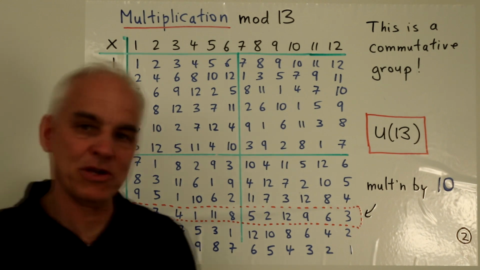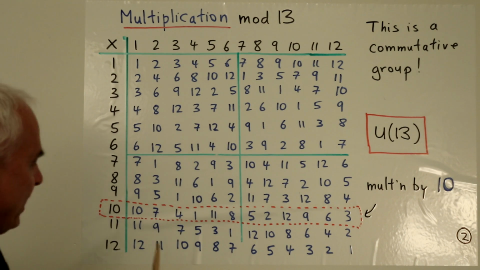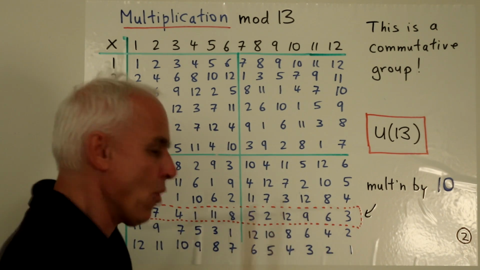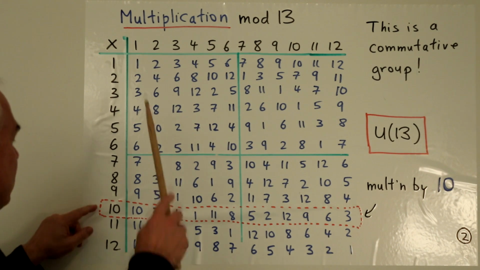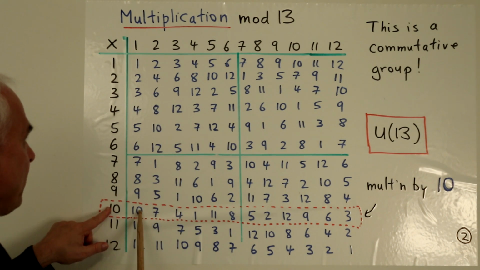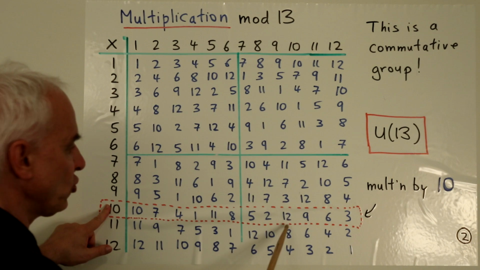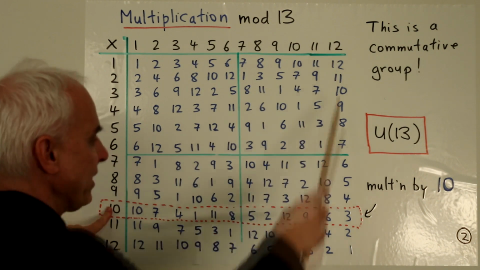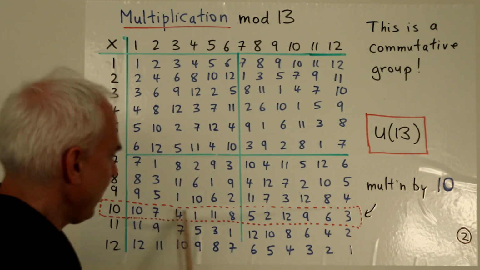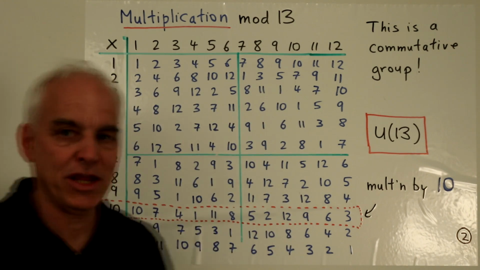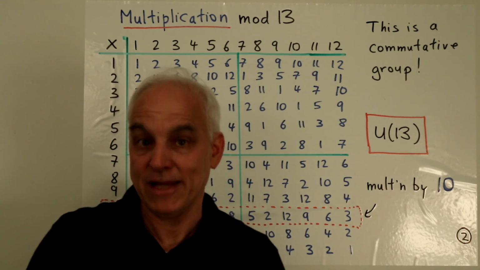The multiplication by 10 that we were just looking at is really contained in this single row here. This row tells us what happens when we multiply by 10. If we multiply 1 by 10, we get 10. If we multiply 10 by 10, we get 9. If we multiply 12 by 10, we get 3, and so on. There's actually a lot more information here than just in that multiplication by 10 story.